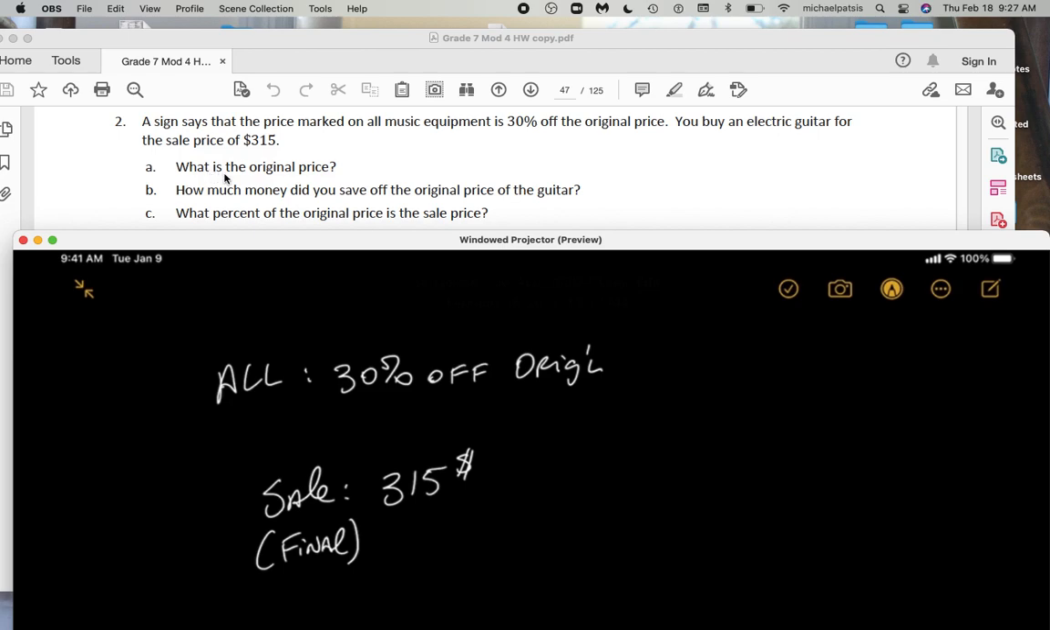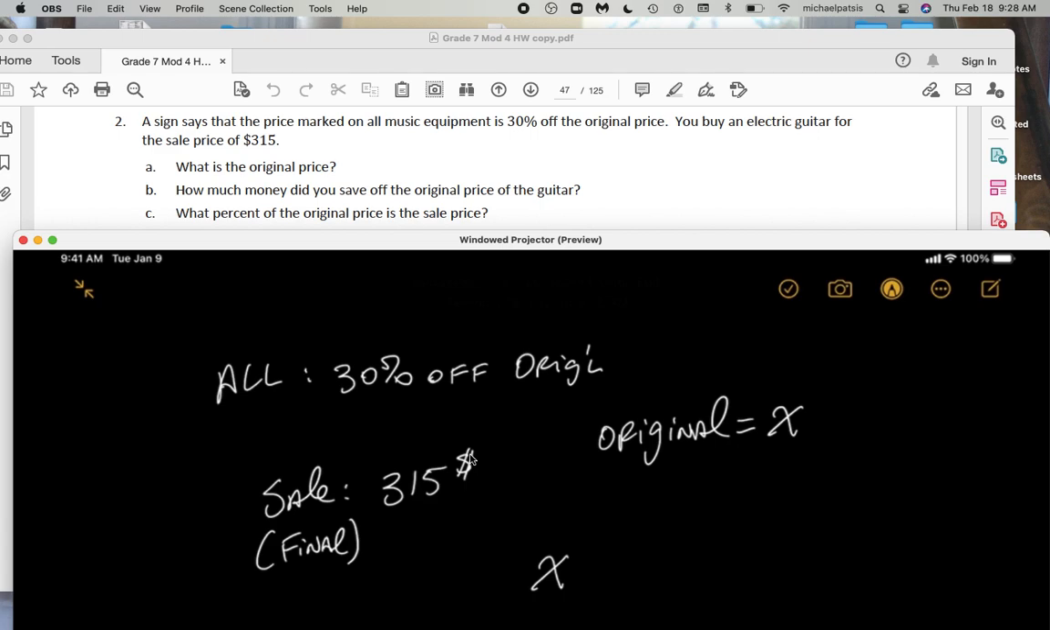Okay, what is the original? As soon as you see words like what is, how much, how many, the variable that follows is going to be x. Okay. So the original is going to equal x. All right, so let's put all this together. You have an original price, which is x, and that's going to be higher. I'm going to put that up above.